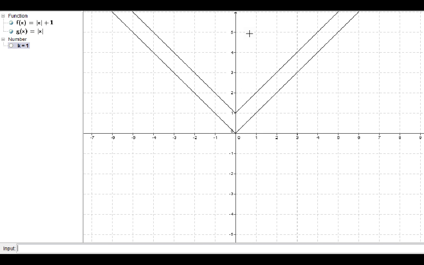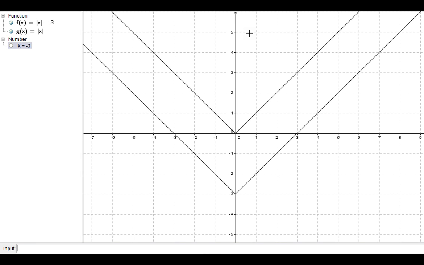Now notice as well, a plus 1 moves it in the positive direction. It moves up. If I let k be, let's say, negative 3, it moves it down. So it's lower than it was before. Everything is 3 points lower. And so that's how we get vertical shifting. And notice we can see the function right up here, and it tells us what it is that we're looking at. So make sure you know how to move points up and how to move points down.